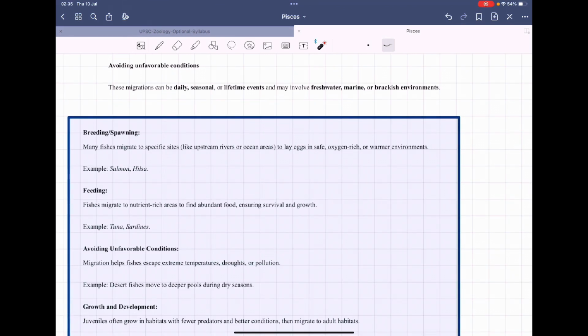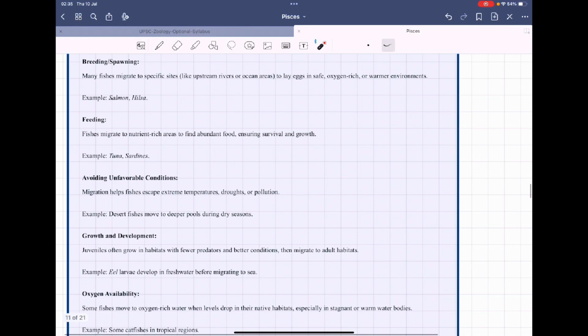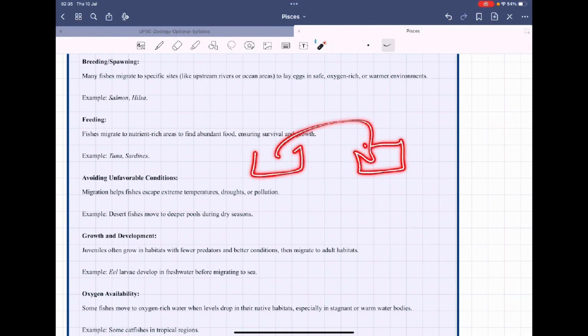So migration can be for the breeding purpose, that is to produce the offspring. For example, the salmon and the hilsa, they will migrate in order to lay the eggs. Then next is feeding. The fishes will move from a nutrient scarce area to a nutrient rich area in order to feed, where the food is abundant and it ensures the growth and survival. For example, in case of tuna and sardine.